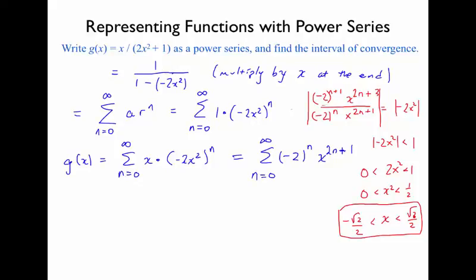Okay, so this is the radius of convergence. This is the interval of convergence. And then we'd have to check the endpoint values. We don't have time, we want to go on to another example. But what you would do is plug x equals negative radical 2 over 2 into this, simplify it, and evaluate for convergence or divergence. Plug in positive radical 2 over 2, and evaluate it for convergence or divergence.